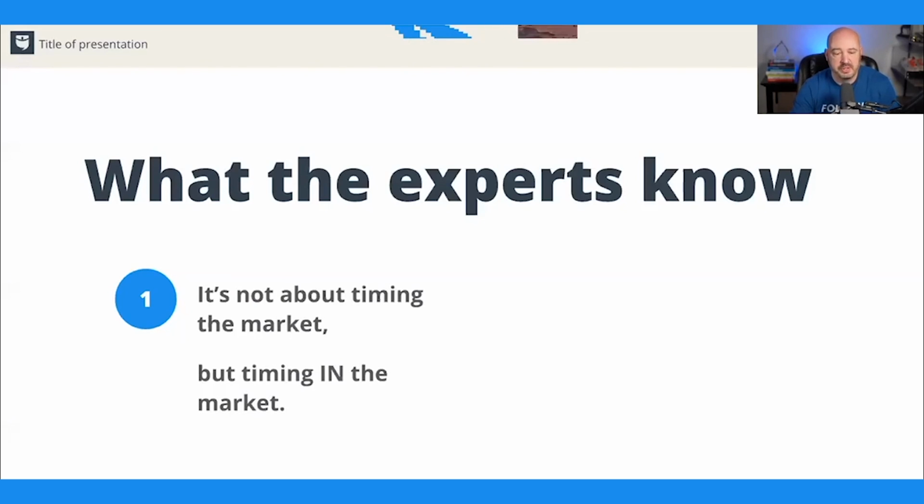So here's what the experts know. It's not about timing the market. It's time in the market. This is why I've done really, really well with real estate, is I bought good properties in good areas and I waited. This is why many people don't build wealth, because wealth comes over time.